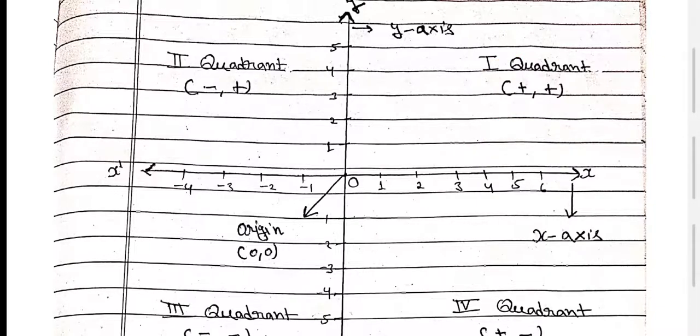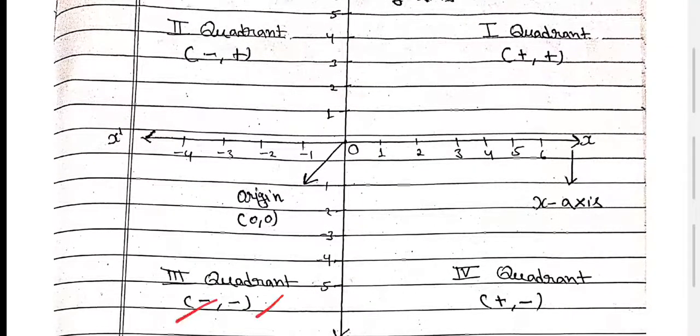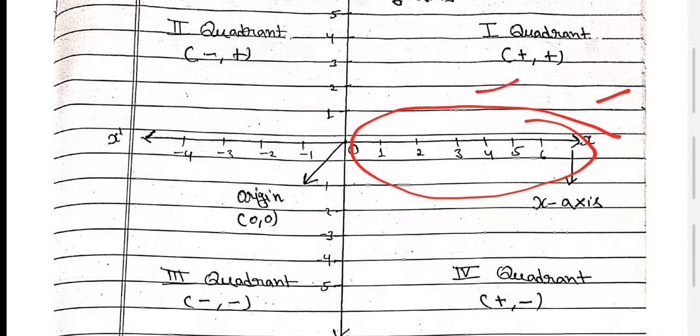In the second quadrant, it is minus plus. In the third quadrant, minus minus. In the fourth quadrant, plus minus. Now I am telling you how the sign comes. Suppose you take the x value in the first quadrant, the x value is always positive, so you write positive here, and the y value is always positive, so you write positive here. It means the point which lies in the first quadrant is in the form of positive, positive, plus plus.